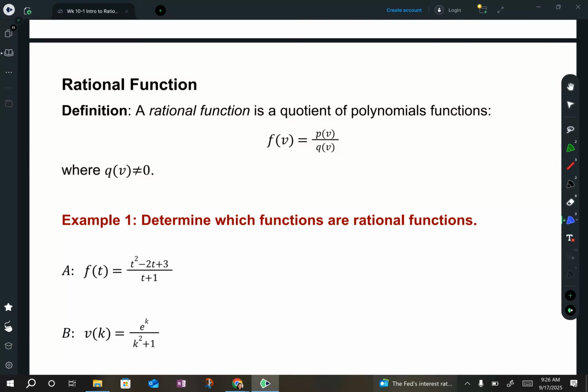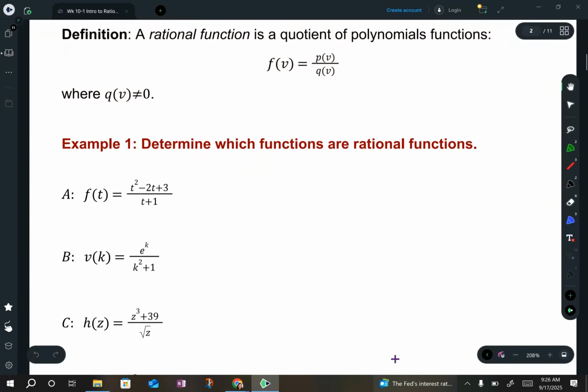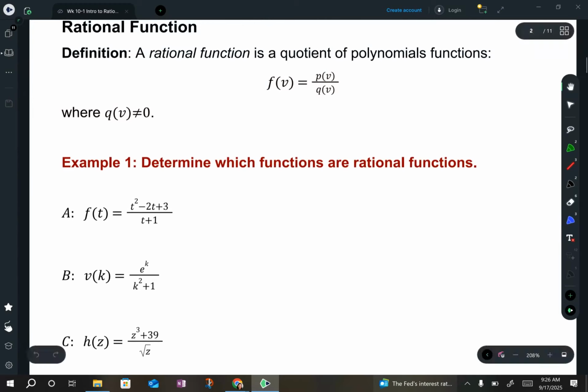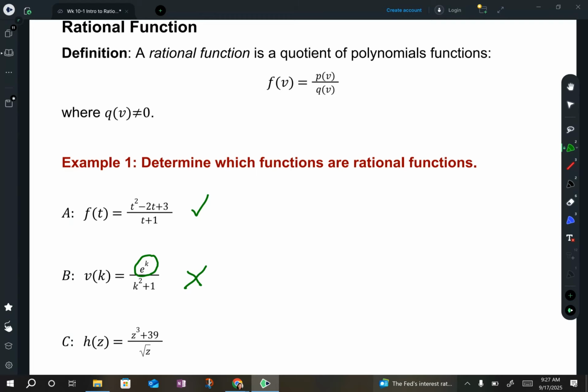So in this first example, we're just going to learn to identify the rational functions. We're going to check that there's a polynomial in the numerator and a polynomial in the denominator. So let's try A. The numerator is t squared minus 2t plus 3, and the denominator is t plus 1. Both of those are polynomials, so check. The second one, B, e to the k over k squared plus 1. Nope, e to the k is not a polynomial, so not a rational function.